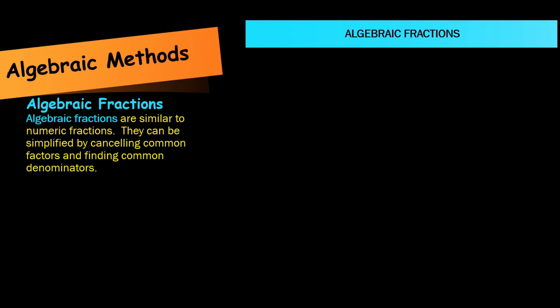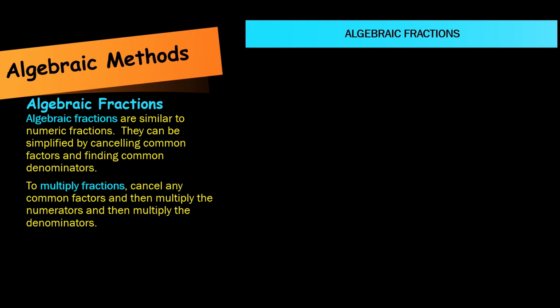Algebraic fractions are similar to numeric fractions. They can be simplified by cancelling common factors and finding common denominators. To multiply fractions, cancel any common factors and then multiply the numerators and then the denominators.